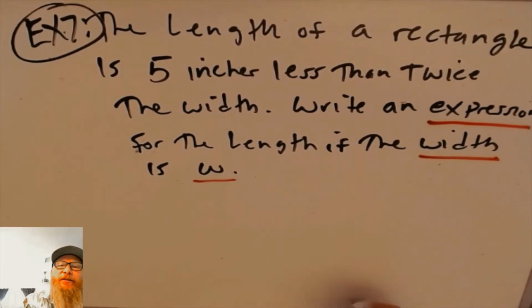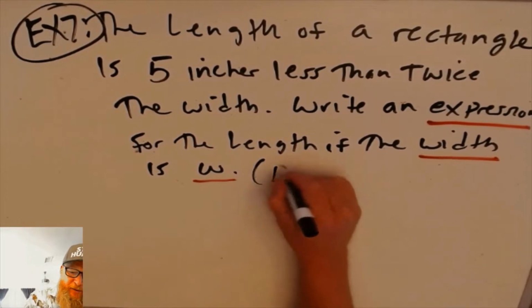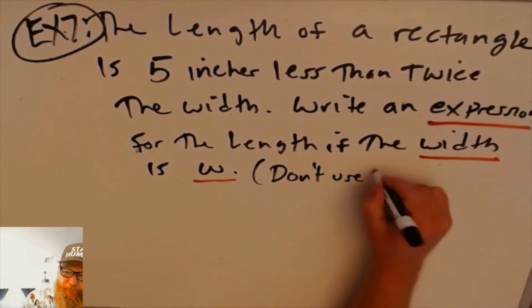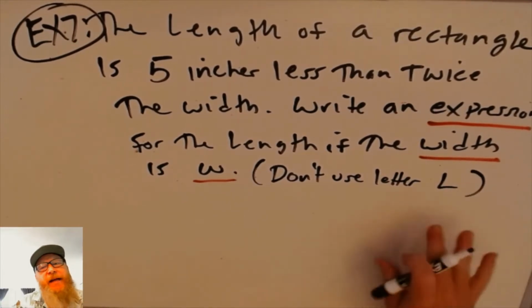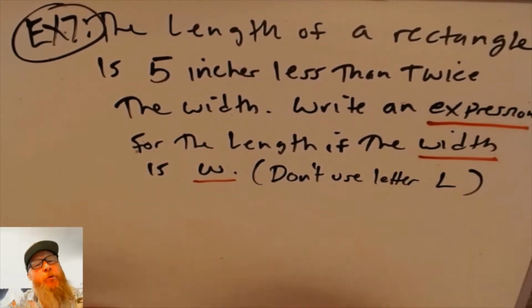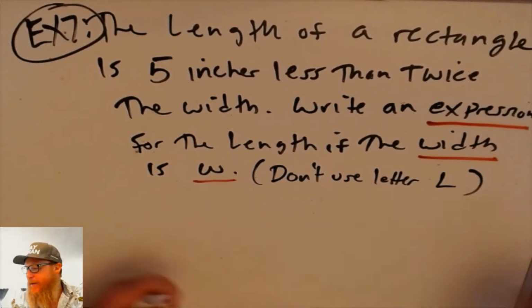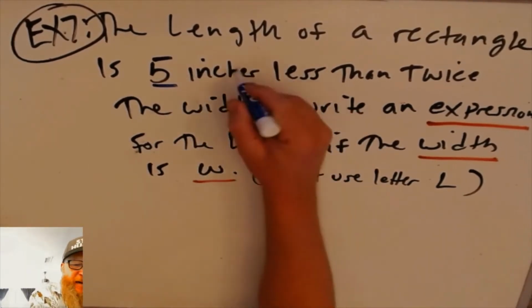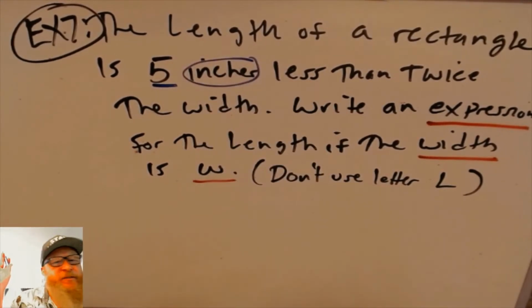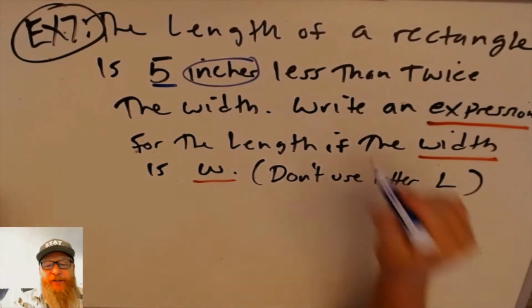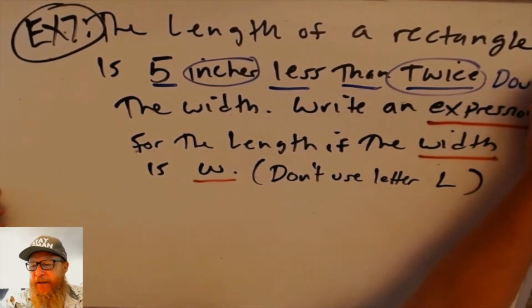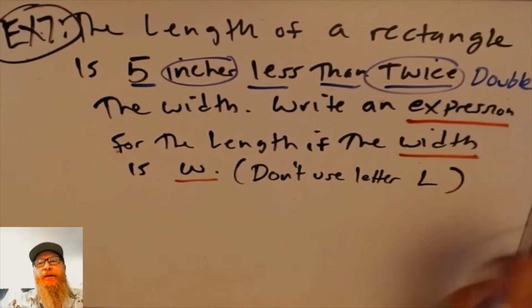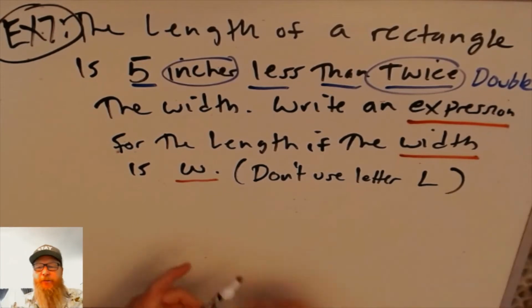So we're not even going to use the letter L. Do not use the letter L. If we use the letter L, it would not be an expression. It would be an equation. So we've got 5. Now, inches, we can omit inches. We know in our mind it represents inches. Less than twice. Twice means the same thing as double. Double, twice, multiply by 2.